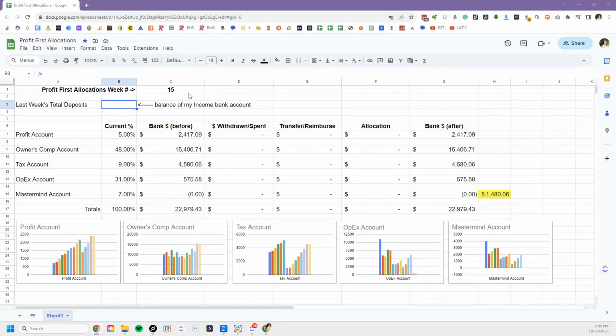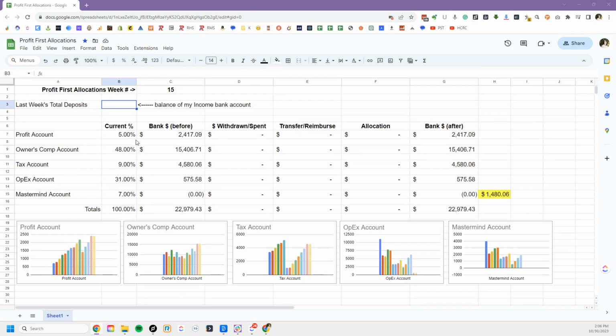Okay, let's dive right in. It's week 15 of looking over my shoulder at how Profit First works in my business. So, if you've been following along, you should be familiar with the setup. The current allocation percentages that I'm using right now are in this column. And then these are the accounts that I use. What I don't have listed here is what's up here, my income account.